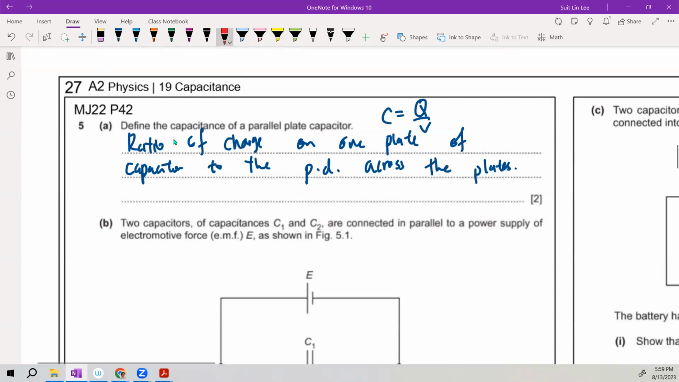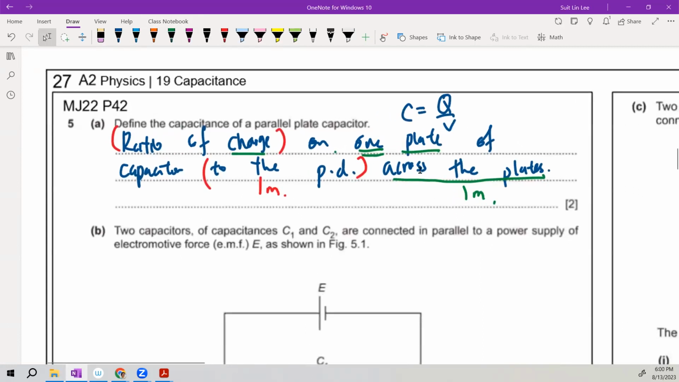If you have the idea of ratio of charge to potential difference, that is 1 mark. And then you say, well, this charge is on one plate and the potential difference is across the plates. The context is the other mark. Okay, always provide context, especially in A2 definition. Don't just say charge over potential difference. Which charge? Potential difference across who?